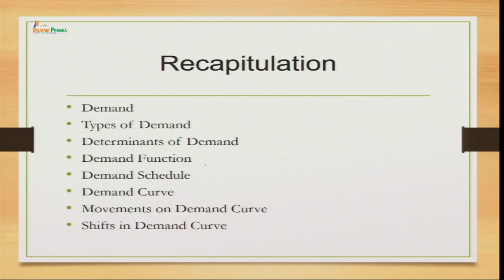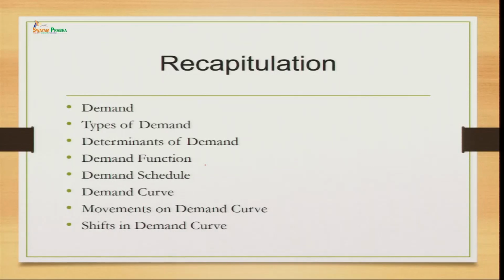Demand schedule is a tabular representation, where we saw how a change in the prices causes a change in the quantity demanded, whereas the demand curve is a graphical representation, and the demand curve will always be downward sloping, showing that there is an inverse relationship between the price and the demand. The demand curve can be linear as well as non-linear, depending upon how much change has taken place in the quantity demanded due to the change in the prices. Then we talked about the movements on the demand curve, and these movements take place because of a change in the price.